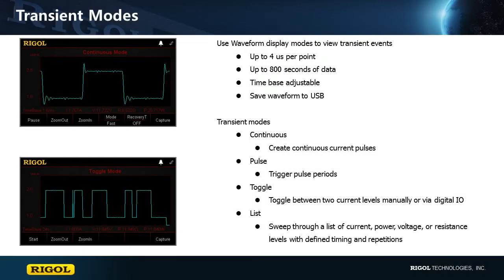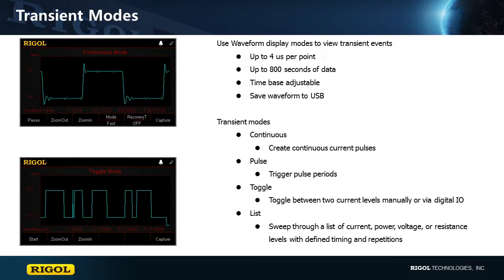Now let's look at the transient modes available in the DL3000 electronic load. There are three different modes for pulsing the current load on your device: continuous, pulse, which allows a single trigger per pulse period, and toggle, which is a trigger per state change. The most complex option is list mode, which allows you to sweep through a list of current, power, voltage, or resistance levels, with defined timing and repetitions.